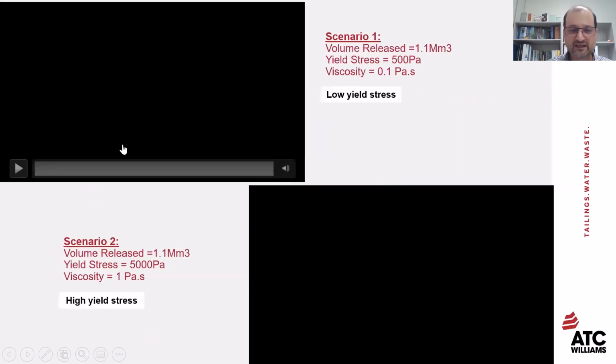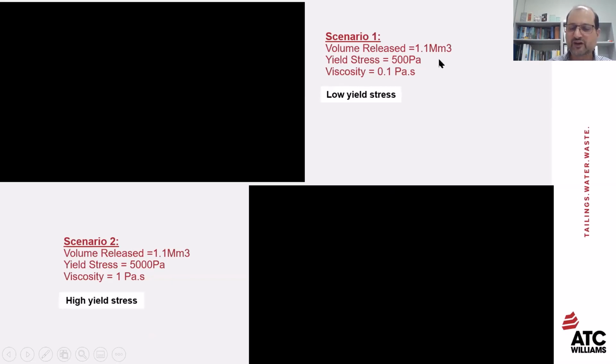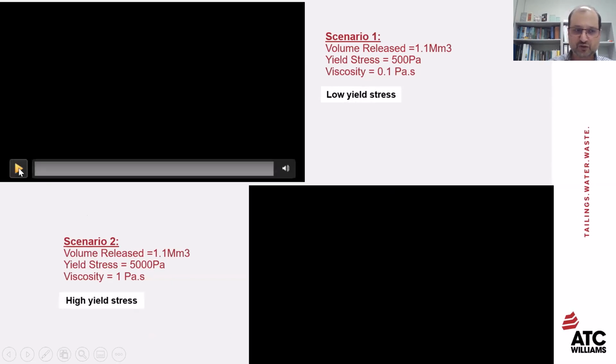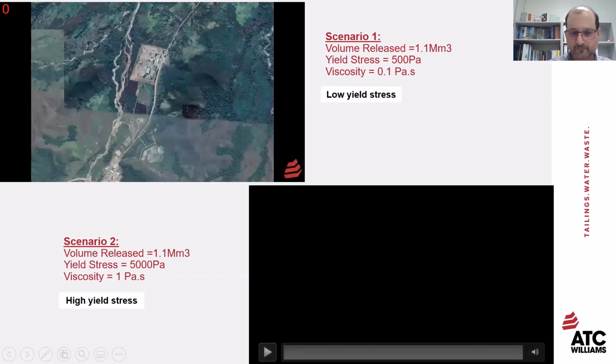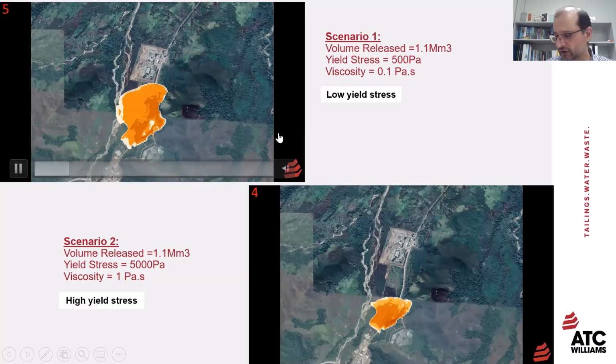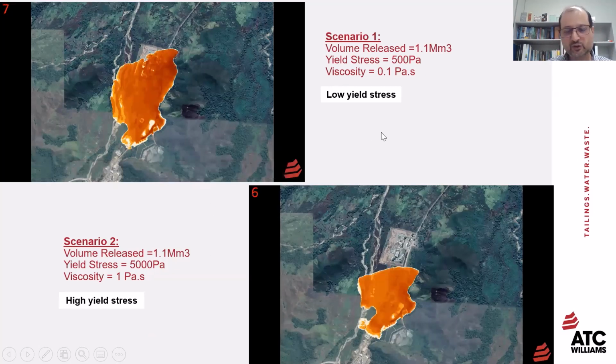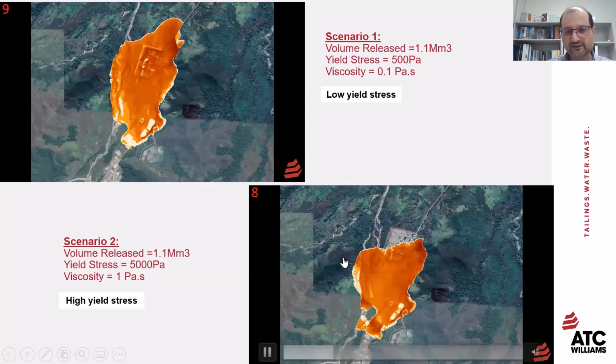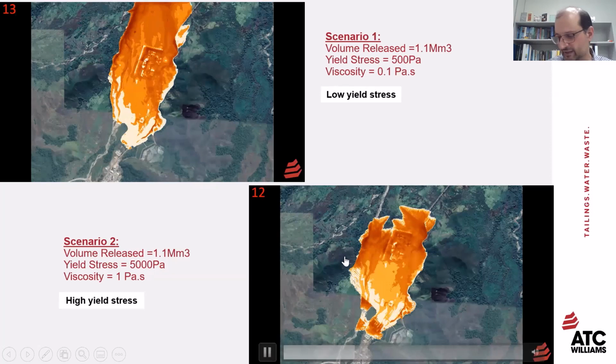downstream. Here again, the two videos of a similar sort of dam break with the same volume of 1.5 million meter cube from the dam, with low yield stress and high yield stress material assumption, just to show the difference between the two analyses. I start the two videos together. The top left one is with the low yield stress of 5 Pascal, and the bottom right one is 5,000 Pascal.